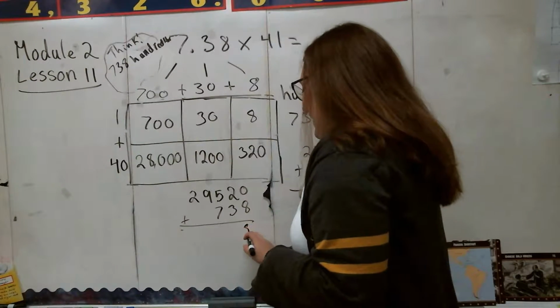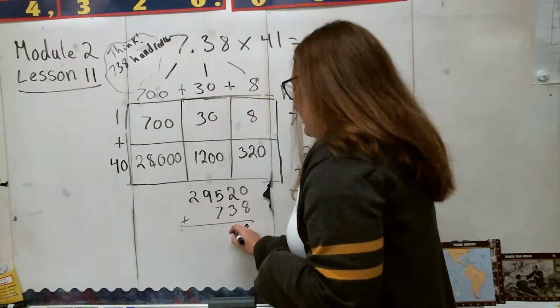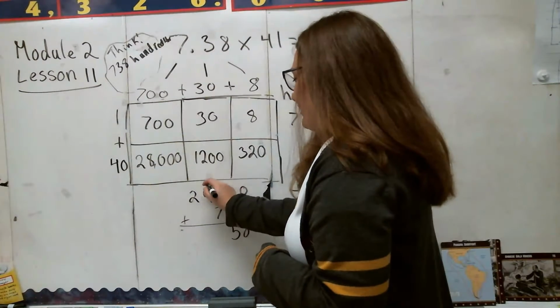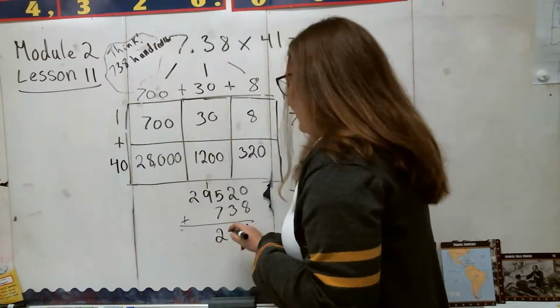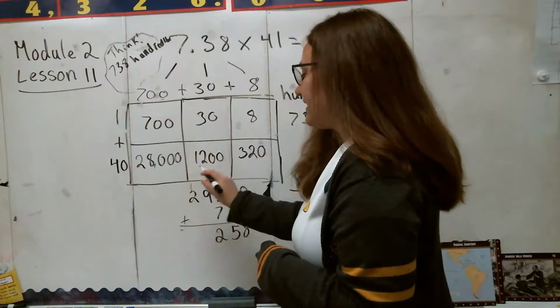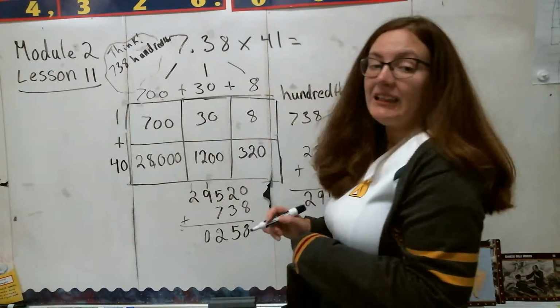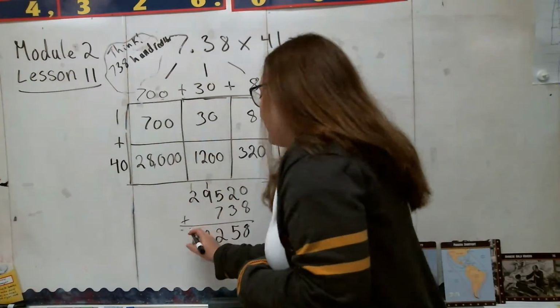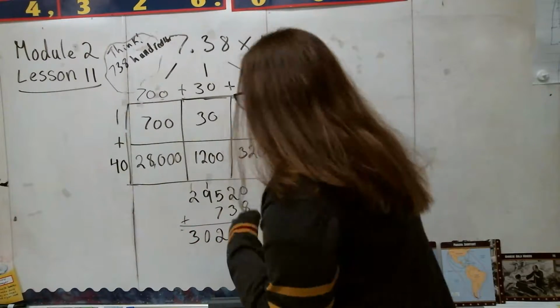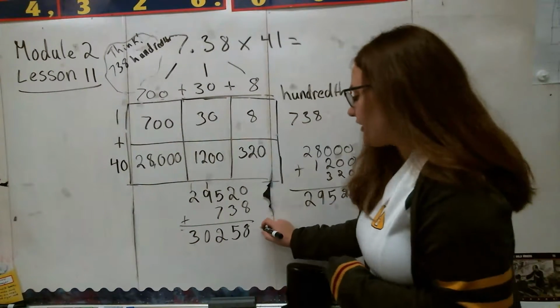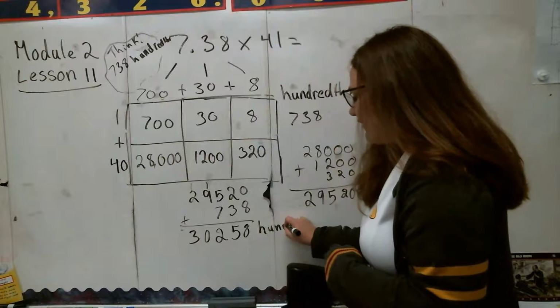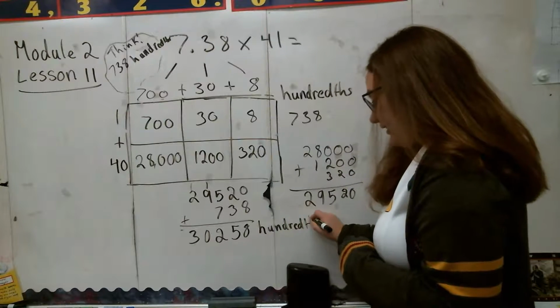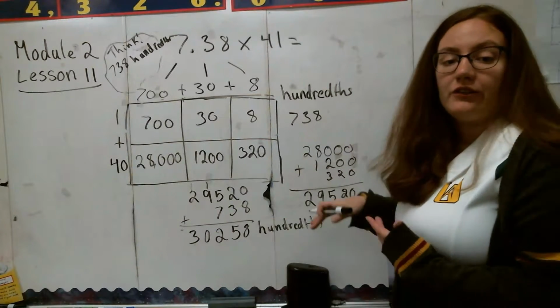And then we can start adding these together for our final answer. 0 plus 8 is 8. 2 plus 3 is 5. 5 plus 7 is 12, so I carry the 1, leave the 2. 1 plus 9 is 10, so again I'll carry that 1, leave the 0. And 1 plus 2 is 3. Which gives me a final answer of 30,258 hundredths, because remember, this is all still in unit form.